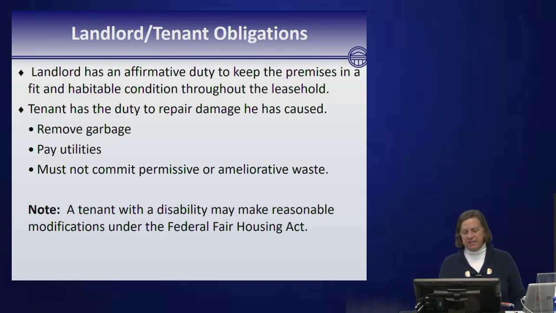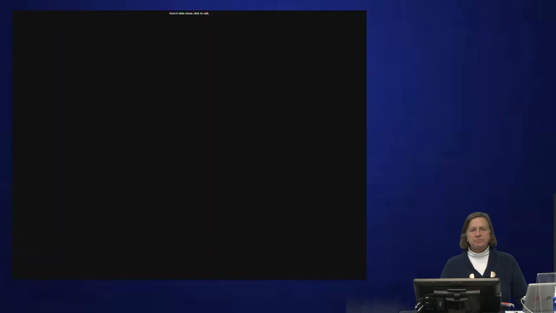I did want to point out that a tenant with a disability may make reasonable modifications under the Federal Fair Housing Act. So if you need to put in a ramp, you would be allowed to do that. And that's it for real property.